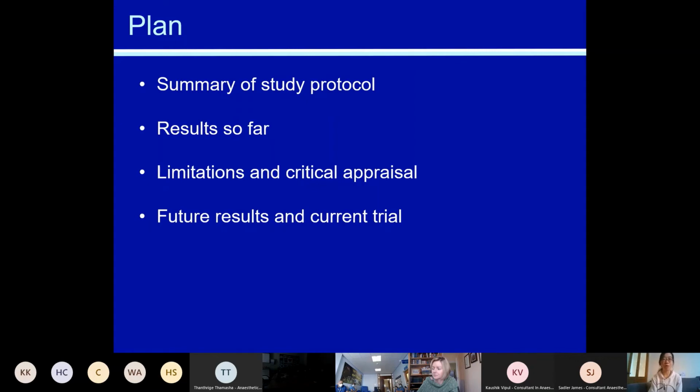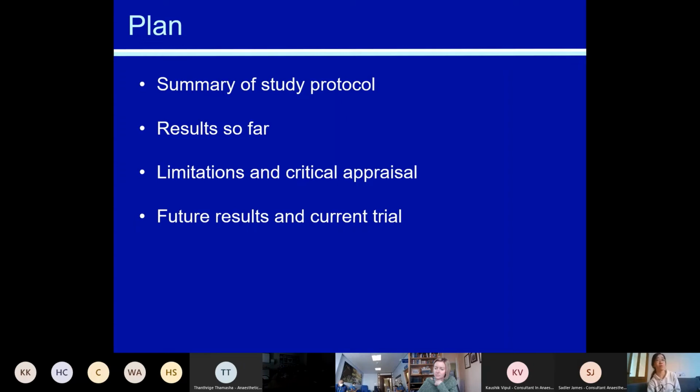As you all know, it's a big study, lots of arms to it, so it's either very complicated or very simple, depending on which way you look at it. So what I'm going to try and do is summarize the study protocol and summarize the results so far. There have been over 10 arms that have had results, and I'm just going to summarize the results from dexamethasone because that was the first landmark result, and then also a little bit about baricitinib because that's the most recent positive result that we've had.